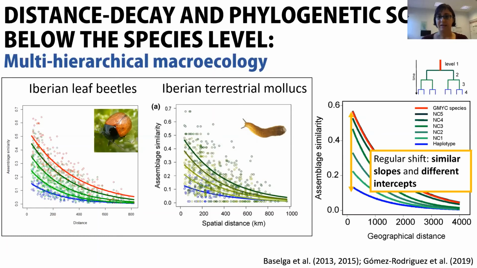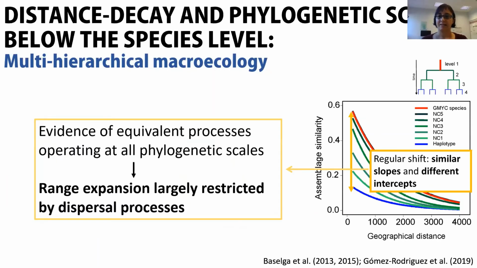So the fact that the decay in biotic similarity is the same at the species level and at the haplotype level is evidence that the same processes are acting at both levels. So it points to range expansion at the species level being largely restricted by dispersal processes.